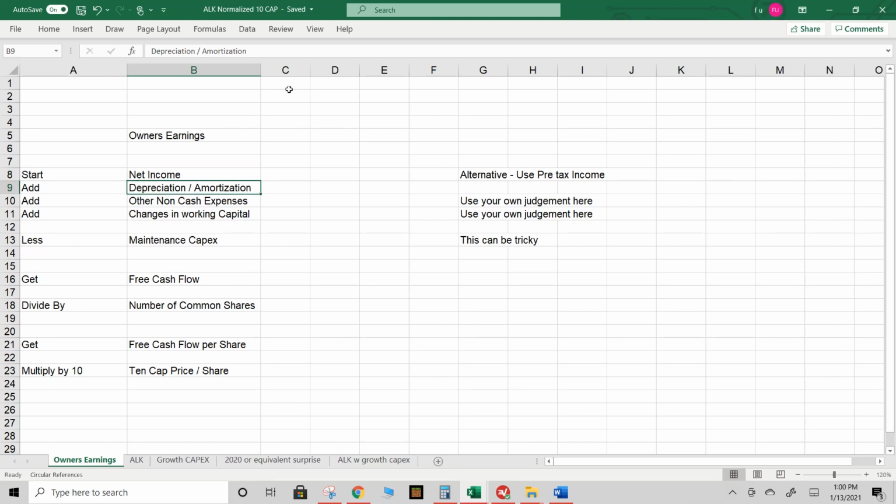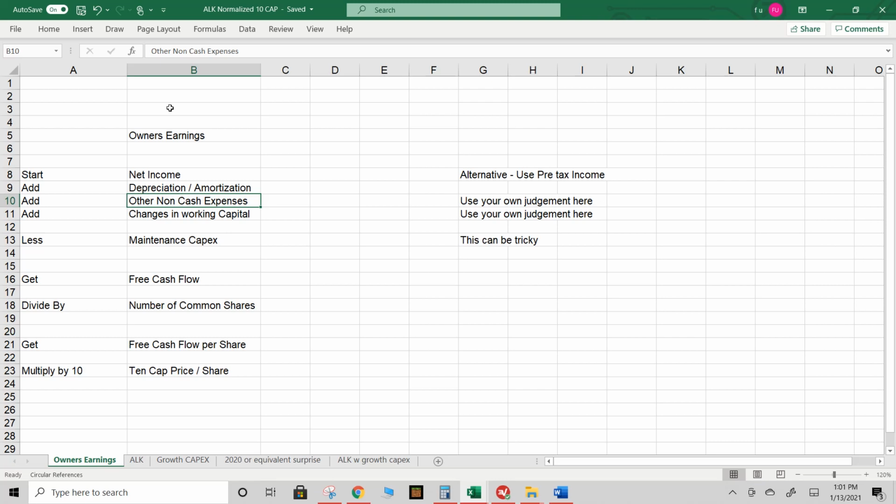So depreciation, amortization, it's a non-cash charge, and so that's why it's added back. Any other non-cash expenses, I probably normally wouldn't do this, but you'll see that in the case of Alaska Air Group, I actually did add this back, and it's because it was a significant amount. It was about 2% of revenue averaged out over time, and because it was a persistent benefit that I could add back, I did go ahead and add that back.